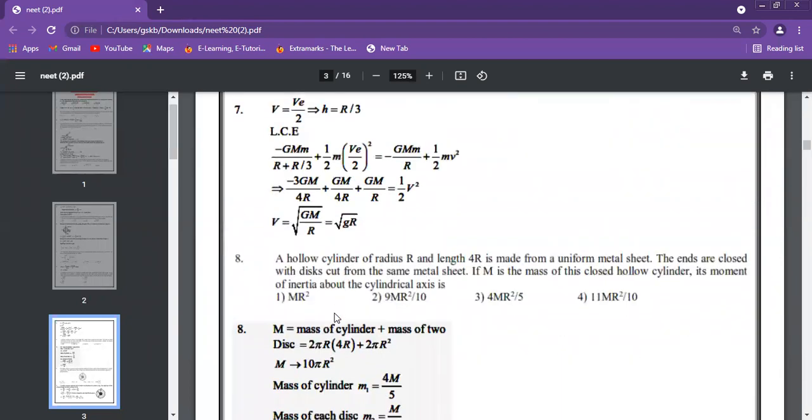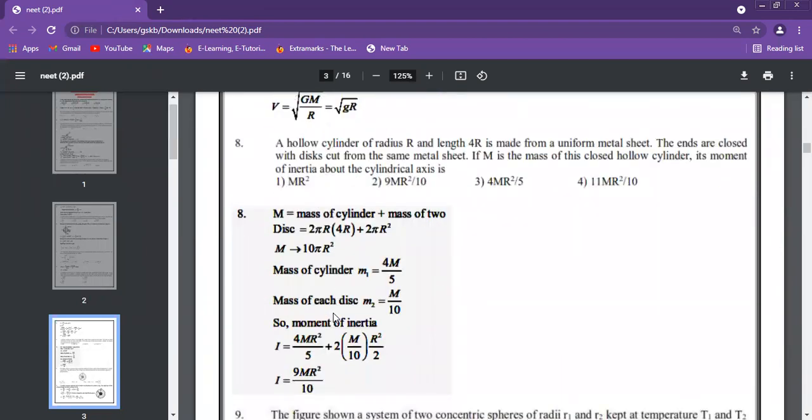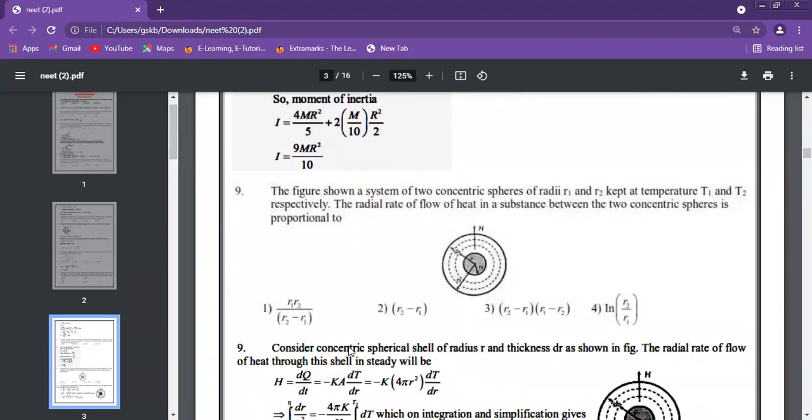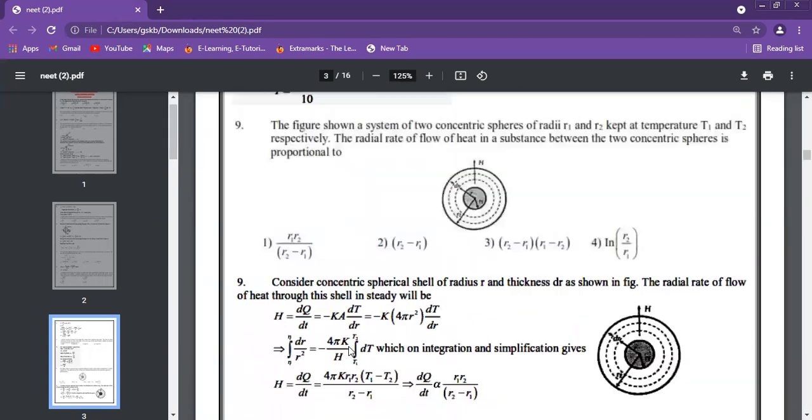Okay, so next, the eighth one, you see. This is the system of particles chapter, moment of inertia concept. For a hollow cylinder with 2 metal sheets, the total mass is divided into one cylinder and 2 discs. First we should find the mass of the cylinder and the mass of the disc. Then the total moment of inertia is that of the cylinder plus 2 times the moment of inertia of the disc. So 9m² by 10 will come. This is from the heat chapter.